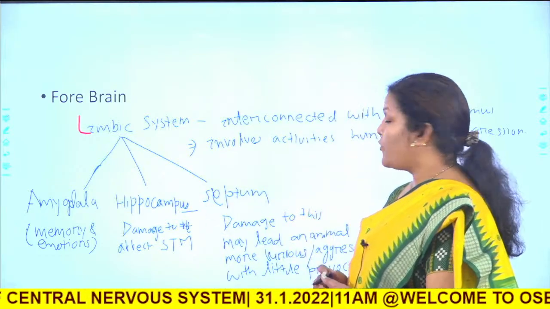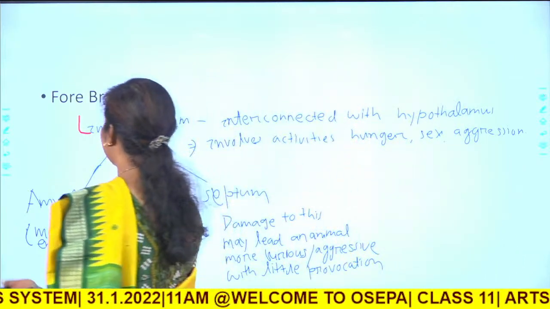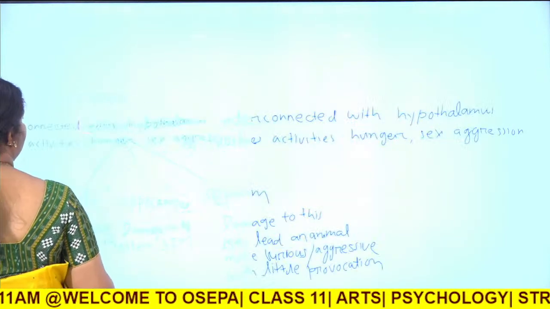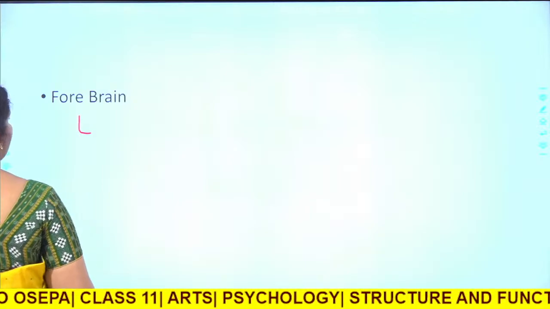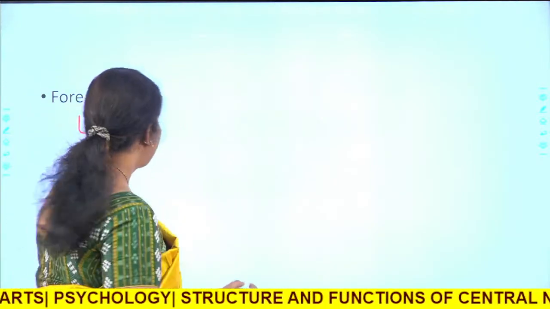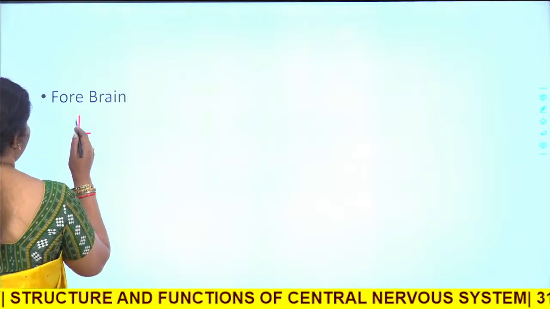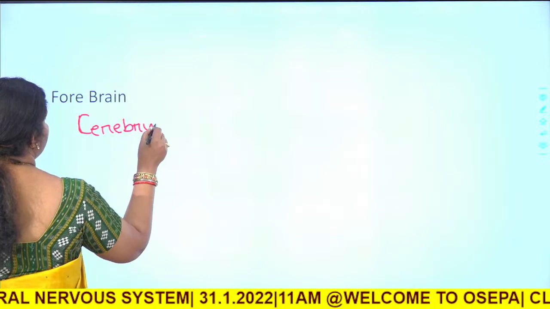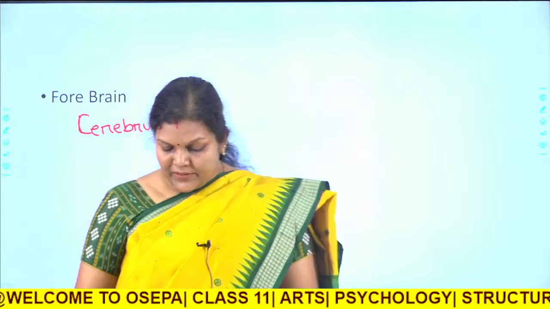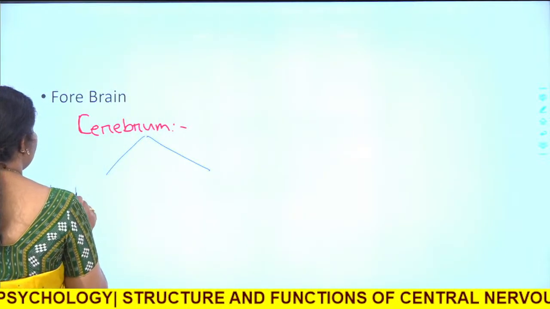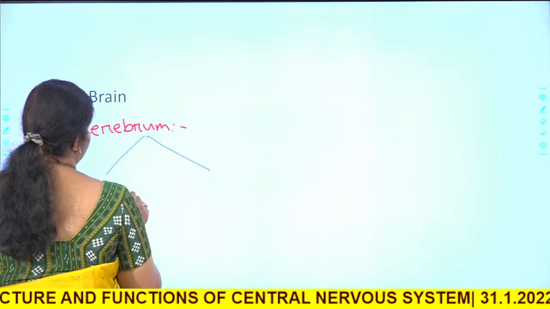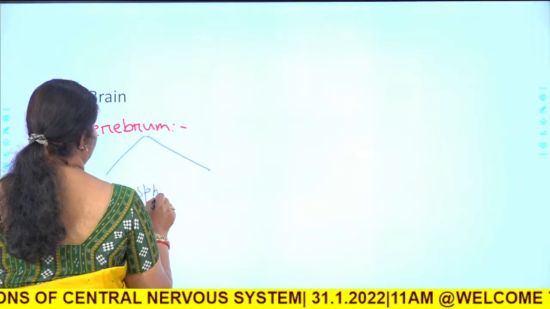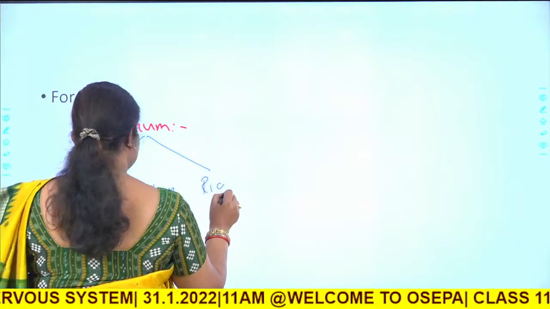So this is about the forebrain system. Next point is cerebrum. Cerebrum is divided into two equal halves. One is left hemisphere, another one is right hemisphere.